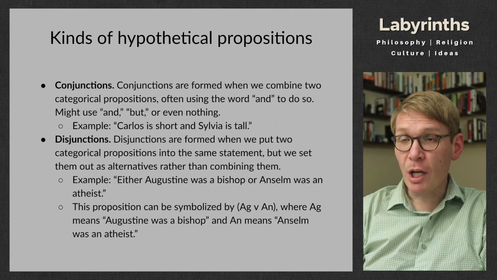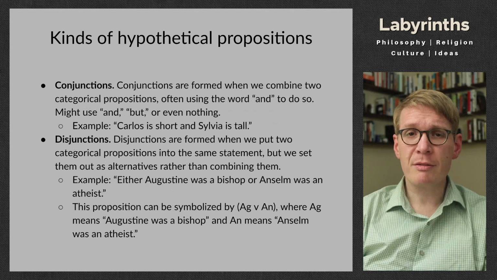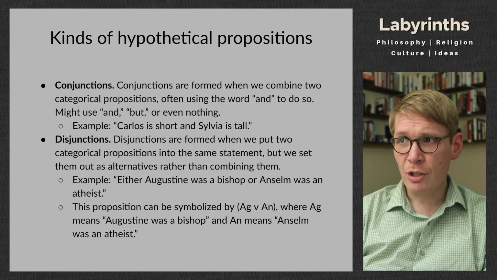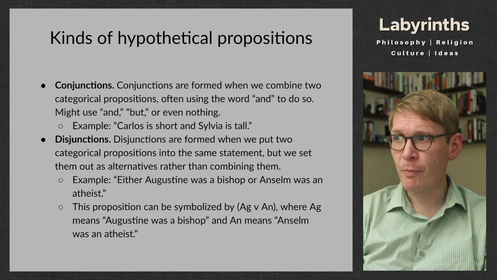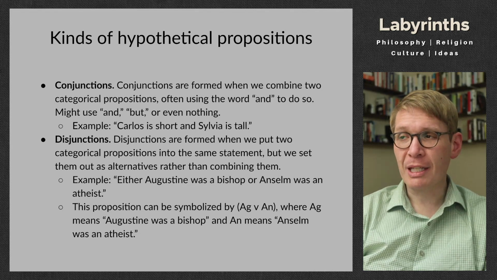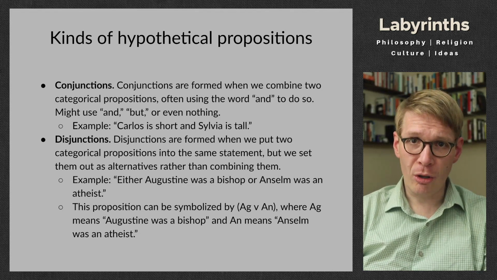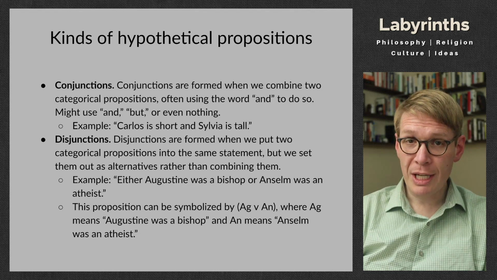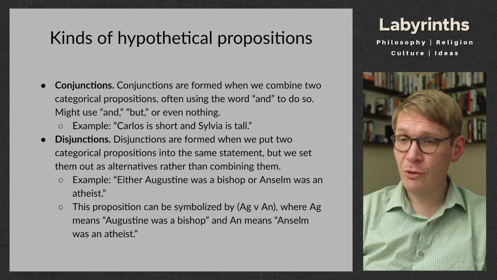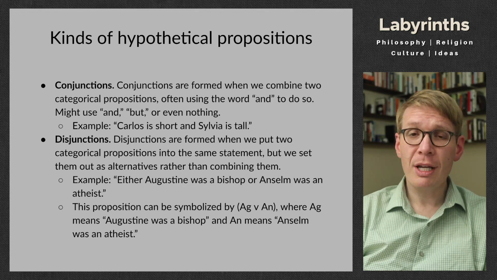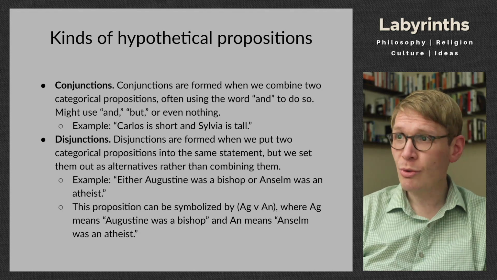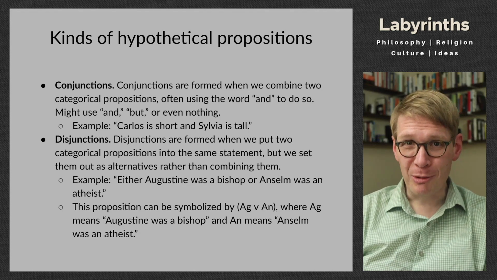We also have the other two kinds, and these are the only three kinds of hypothetical propositions. Conditional is the one we looked at, and next is conjunction. So conjunctions are formed, as we have on the slide here, when we combine two categorical propositions using the word and, or something similar that implies and, right? So in this case, take the example, Carlos is short and Sylvia is tall, right? If it is true that Carlos is short and it is true that Sylvia is tall, then I have taken together a true conjunctive hypothetical proposition.